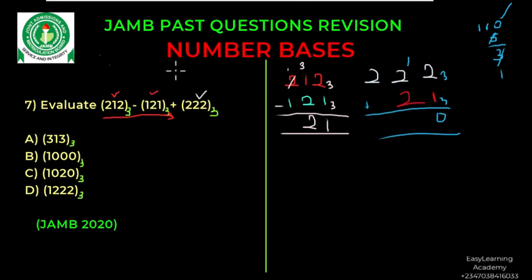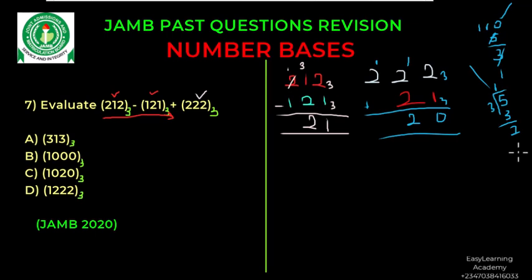If that is 5, we divide it by 3 to know our remainder. 3 comes into 5 one time, and 1 times 3 is 3. 5 minus 3 is 2. So we write the remainder 2 first, and carry the 1. Then we have 1 plus 2, which is 3.